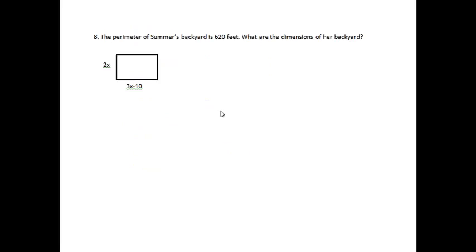Okay, number 8, the perimeter of Summer's backyard is 620 feet. What are the dimensions of her backyard? So the dimensions are like what by what? 2 feet by 8 feet or something like that. All right, I noticed they already gave me a variable, which is nice, and they did tell me the perimeter, which remember is the distance around a figure. And they told me that the answer was 620. So I know when I'm done, my answer will equal 620. So when I add up all these sides of her backyard, the answer should equal 620.